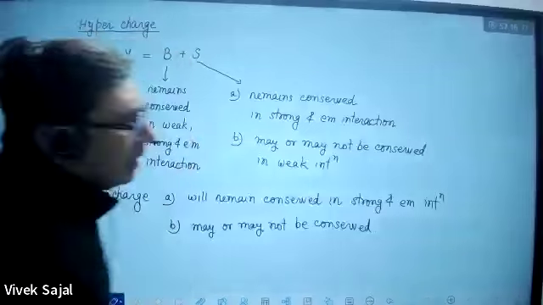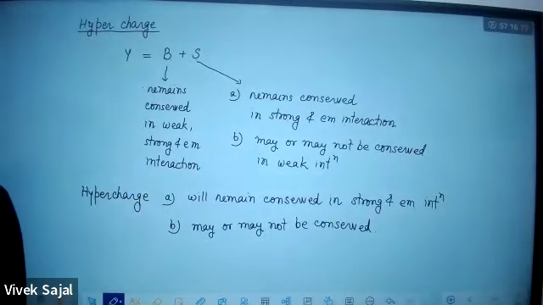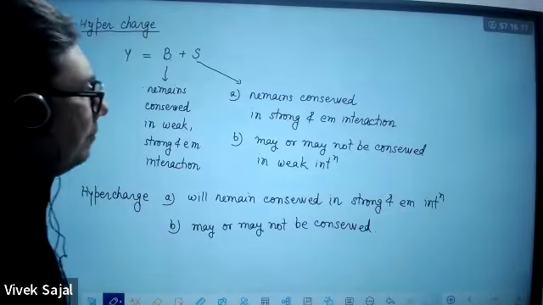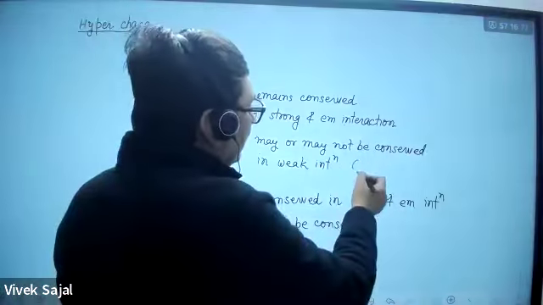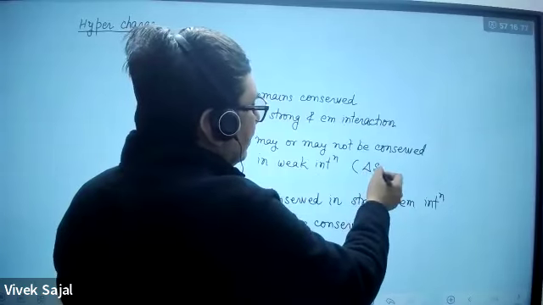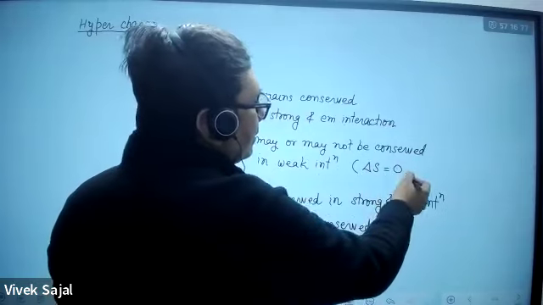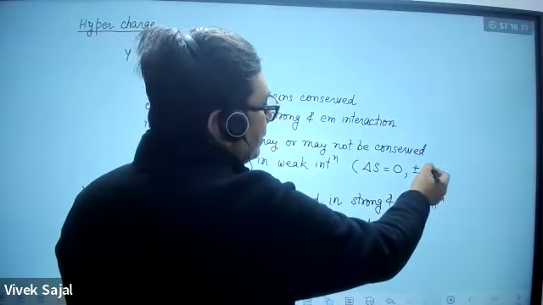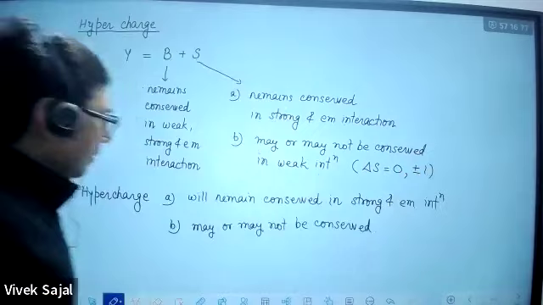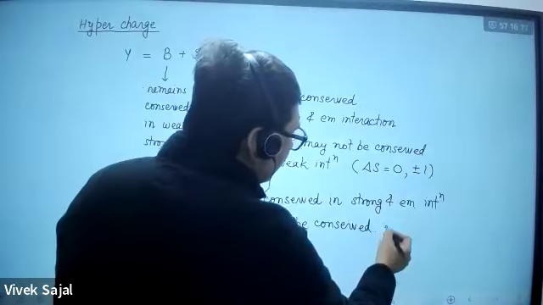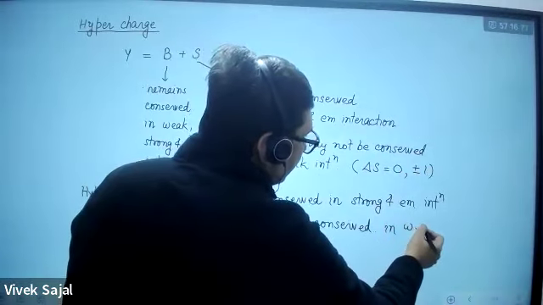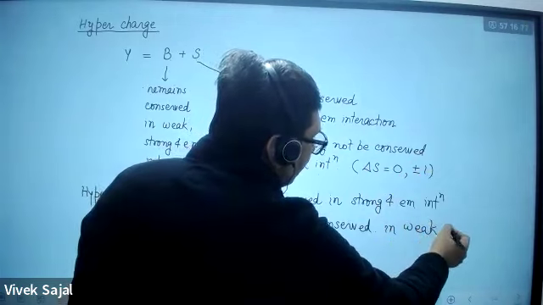Next is Gellmann and Nishijima formula. The second point may or may not be considered in weak interaction. In weak interaction, beta, this is delta hypercharge S here. Either it will remain conserved, then delta S will be 0, or if it is changing, then it will be plus minus 1. Okay? In weak interaction.